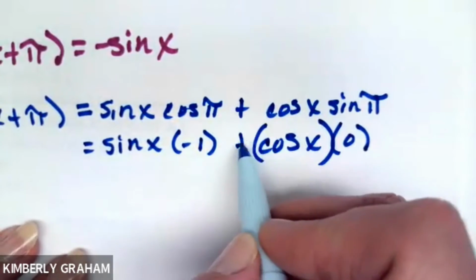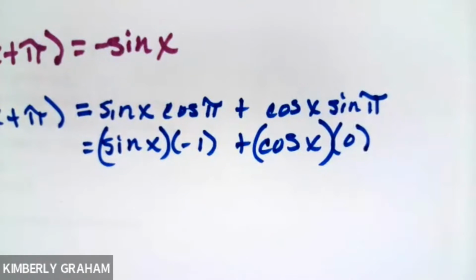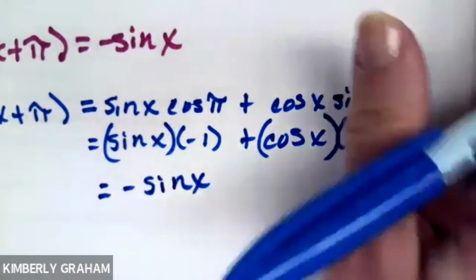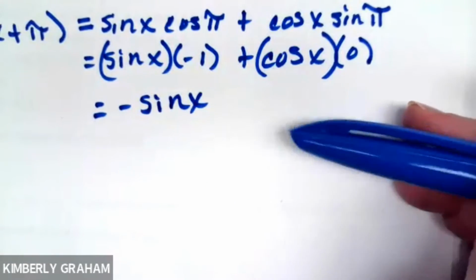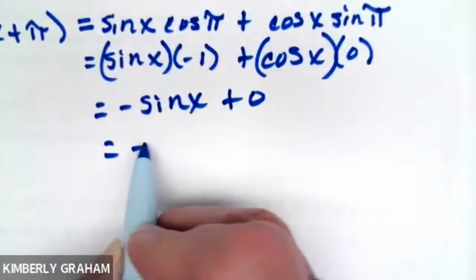You know what, I'm going to go ahead and put parentheses around both of those, just because I think it looks prettier that way. So sine x times -1 is negative sine x. 0 times cosine is just 0, so this is just negative sine x.